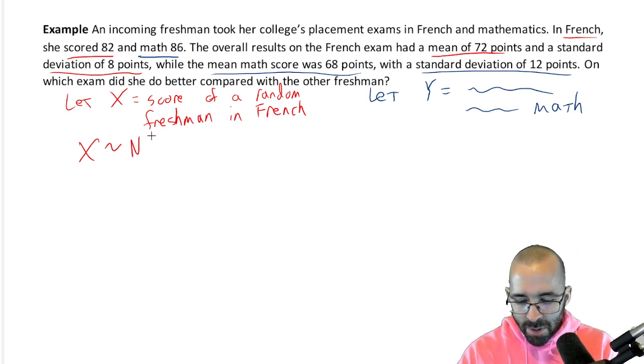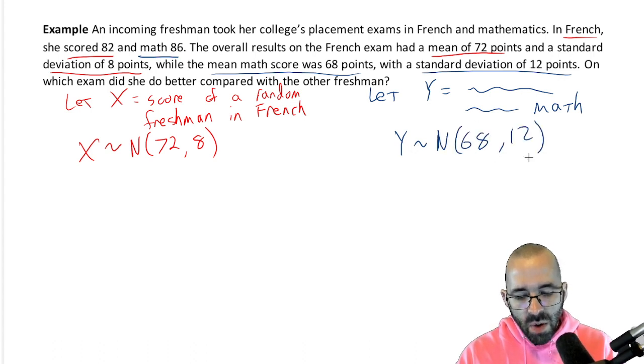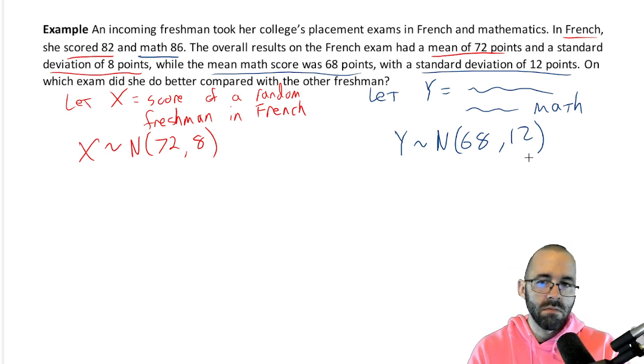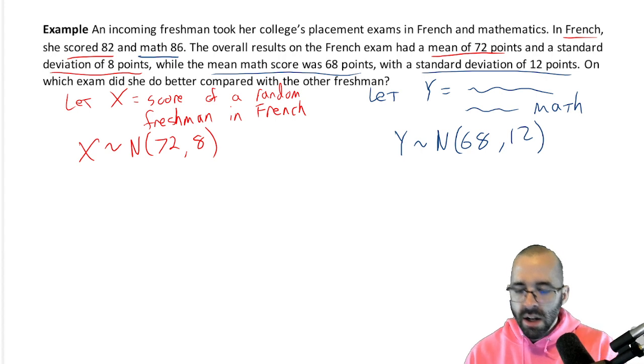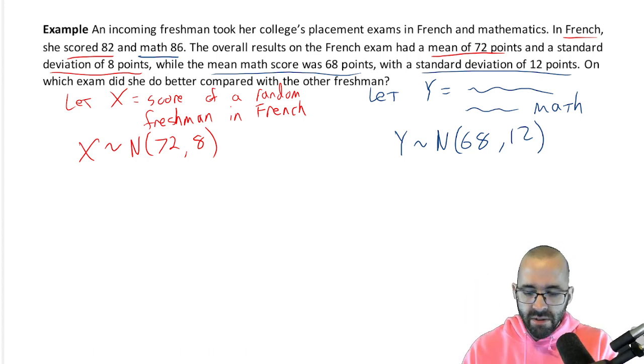X is normally distributed with a mean of 72 and standard deviation of 8, whereas Y is normally distributed with a mean of 68 in math and standard deviation of 12. And we want to know how she did. We could draw both models and try to figure it out, or we could just standardize. Let's find each one of their z-scores.